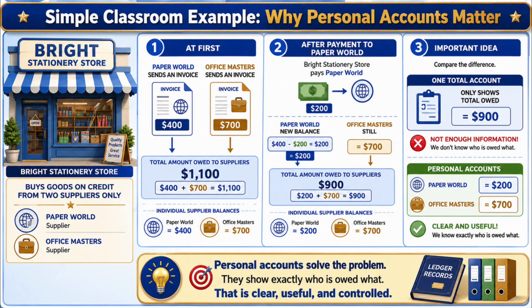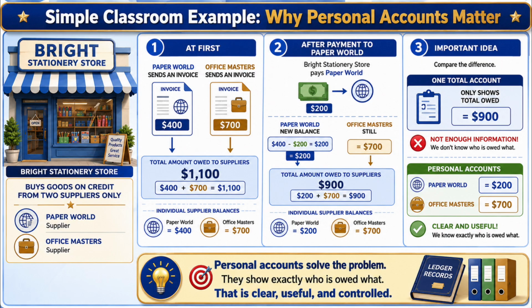Paper World sends an invoice for $400. Office Masters sends an invoice for $700. The total amount owed to suppliers is $400 plus $700 equals $1,100. But the business must not only know the total, it must know Paper World equals $400. Office Masters equals $700. Now imagine Bright Stationery Store pays Paper World $200.